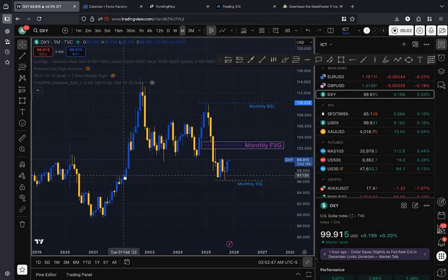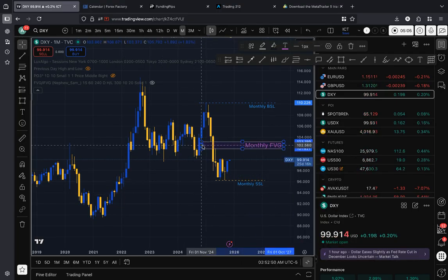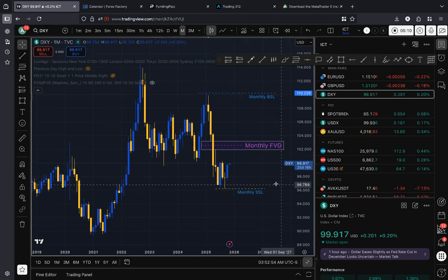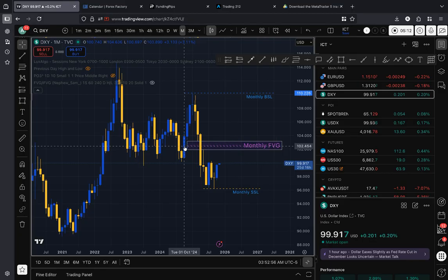So I'm just going to put my monthly fair value gap here. Now, another thing that is important for me to notice is the fact that I have three bullish candles in a row over here. So these three bullish candles could act as an order block. All right, they could act as an order block.